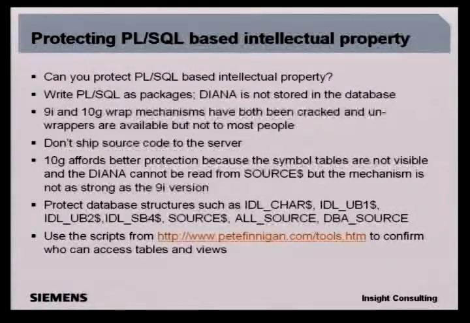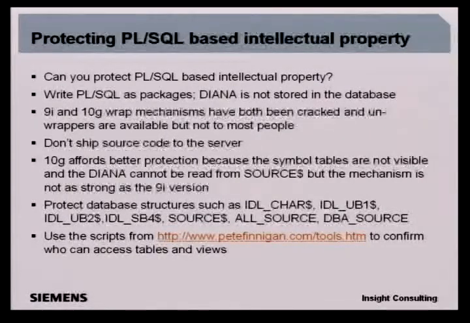I think the 10g protection is better on one level because it protects the symbol table, but on another level it's not as strong because the 9i mechanism is clearly much more complicated than a simple encryption used in 10g. It's interesting that Oracle ship the source code, the packages for OEM, using the 9i wrapper even for 10g. I don't know if that's just a mistake within Oracle or it's intentional.